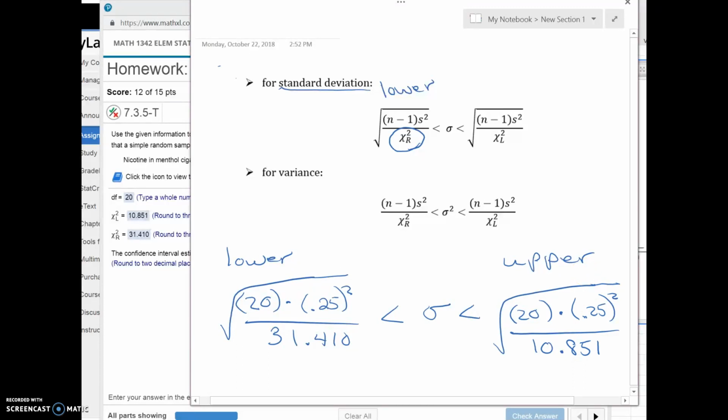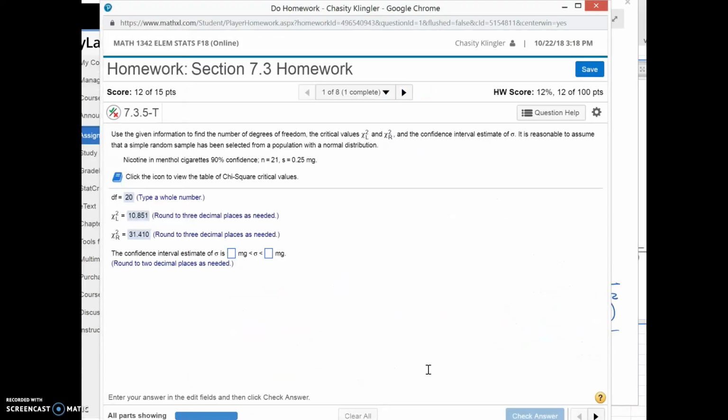So after I plug these in the calculator, they want it rounded to 2 decimal places, so I get 0.1999, so that's going to be 0.20 will be my lower bound. And the upper bound, I got 0.339, so that'll be 0.34. So 0.20 and 0.34.